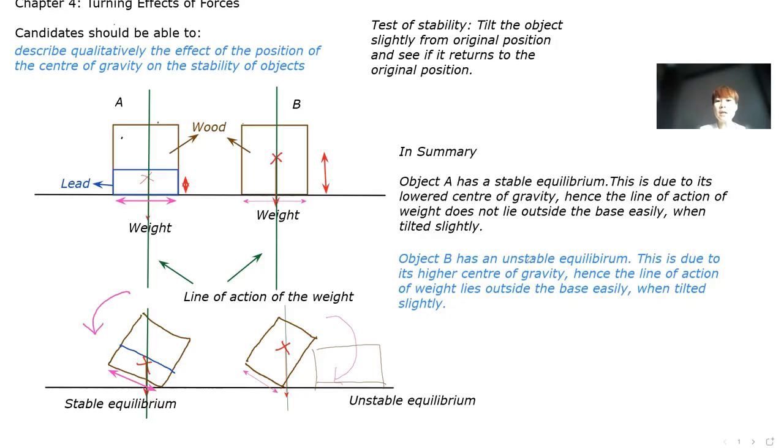Now object B has an unstable equilibrium. Why is that so? Again, when the center of gravity is higher, further from the ground, then when you tilt it slightly, the line of action of the weight in green will lie outside the base easily, and that will cause it to topple over. Okay, so I hope you have a better understanding of this question. Once again, practice is needed, and as we practice, you will understand this better.